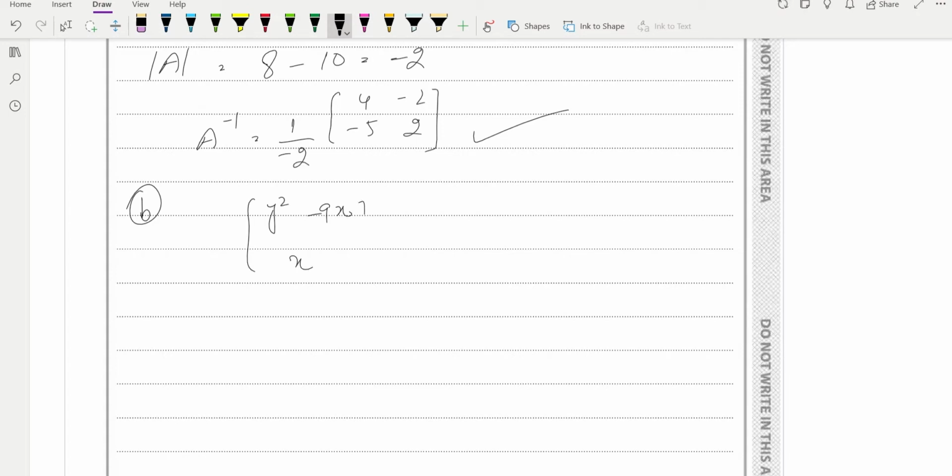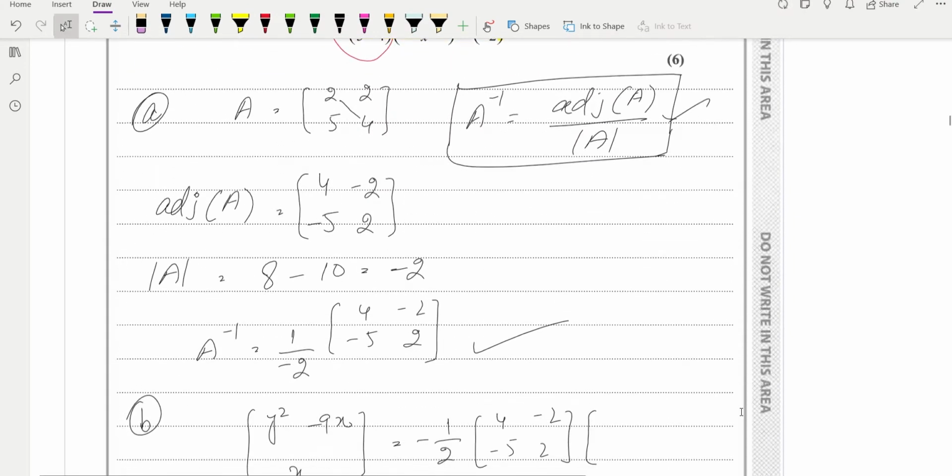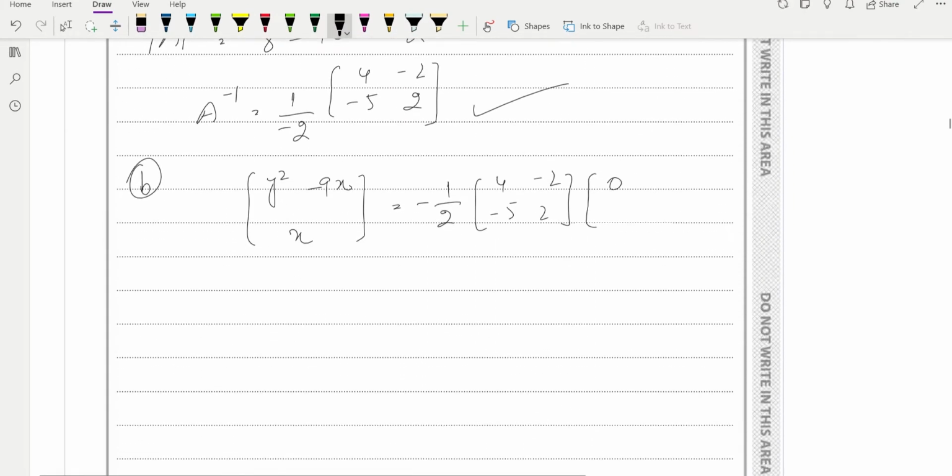x is equal to inverse 1 minus 1 over 2, and this will be 4 minus 5 minus 2 and 2 into this one, which is given 0 and minus 2. Now we can multiply this one. We can write minus 1 by 2 as it is, and now we will multiply first row, and this is only one column, so we'll multiply by this, and we will get what?